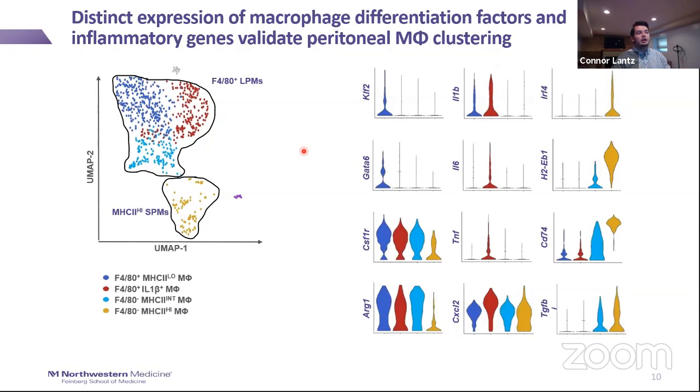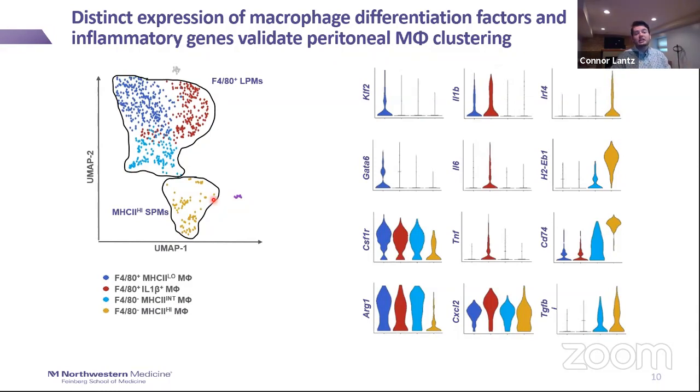So furthermore, I wanted to interrogate other macrophage differentiation factors and inflammatory genes to further understand the biology behind this clustering. Looking at specific gene expression, such as GATA6, which is important for the differentiation, development and maintenance of the large peritoneal macrophage compartment, I see an enrichment within this blue subpopulation. Conversely, looking at gene expression of IRF4, which is important for the differentiation from monocyte to macrophage, I see an enrichment in my small peritoneal macrophages, lining up with previous studies.